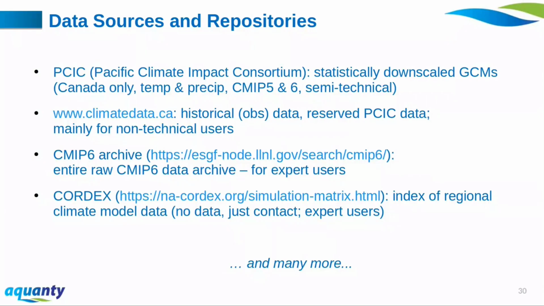They have a fairly good range of CMIP5 and CMIP6 models. So this is a good data set, except that they don't have radiation and it's only Canada. So you do actually have to add some data here. There's also climatedata.ca. They have a lot of data, also historical data. It's really for non-technical users primarily. The climate projection data they have is usually sourced mainly from PCIC. But these are good resources to be aware of.